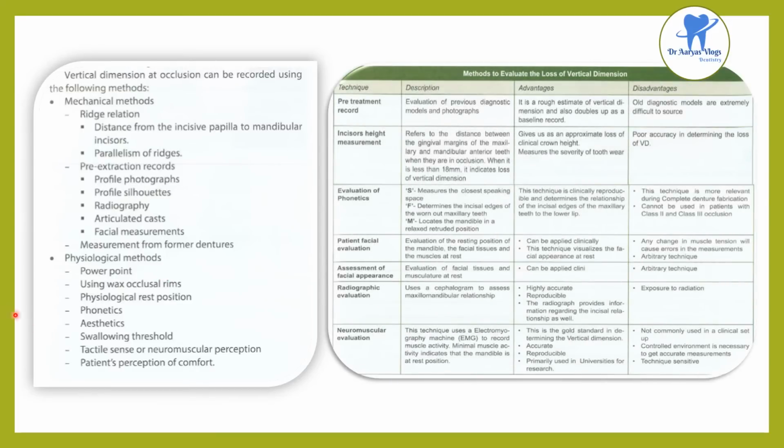And these are the methods to evaluate the loss of vertical dimension in dentulous patients. And these are the methods used in the full mouth rehabilitation. That is pre-treatment records, incisors height measurement, evaluation of phonetics, patient facial evaluation, assessment of the facial appearance, radiographic evaluation and neuromuscular evaluation.